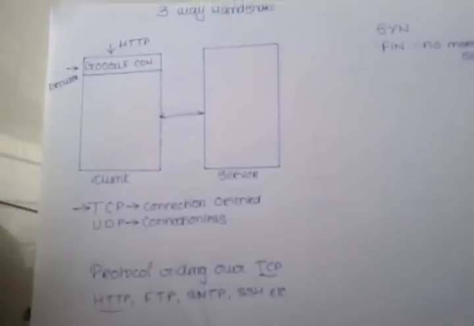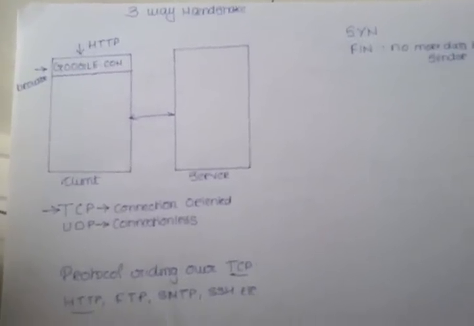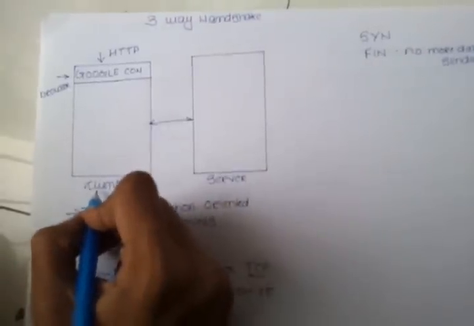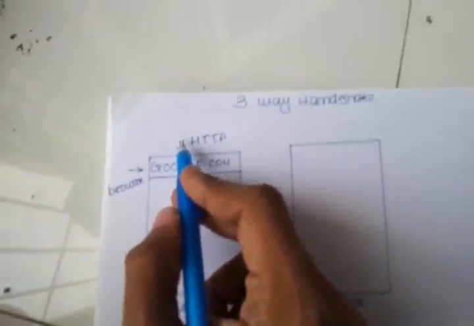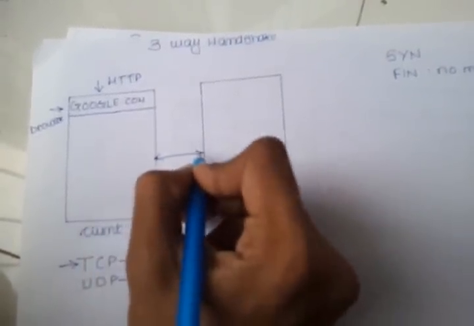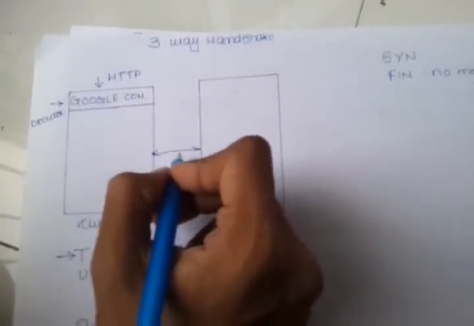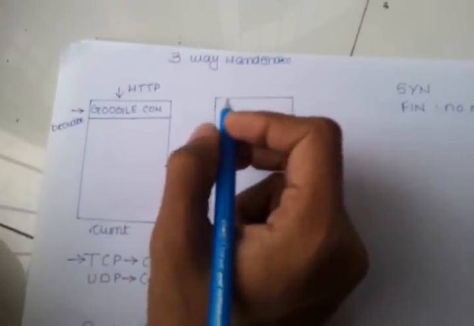Before we move into the three-way handshake, it is necessary to know when and where we use it. Suppose this is a client and this is our browser, and we open google.com. Google supports the HTTP protocol, and HTTP lies under the TCP protocol. One of the most important rules of TCP is that it is a connection-oriented protocol. It means that unless there is a connection between a client and a server, no data will be transferred. So in order to have a connection between the client and the server, we need a three-way handshake.